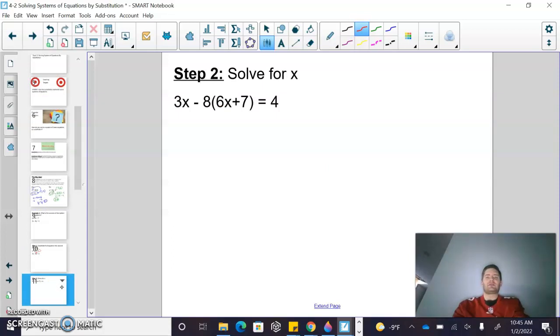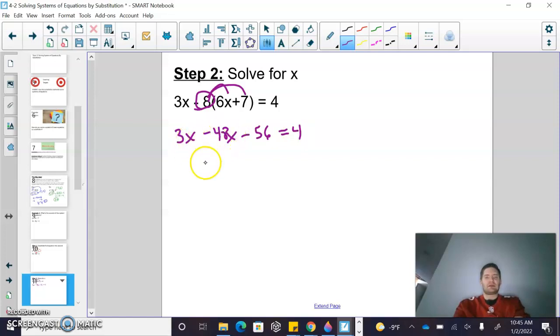We're basically now going to solve this for x. It's very important that you have these parentheses in here, because you're going to use distribution. You're going to distribute this negative 8 into the parentheses here. So it's very important that when you use the substitution method, you use those parentheses. So we have 3x minus 48x minus 56 equal to 4.